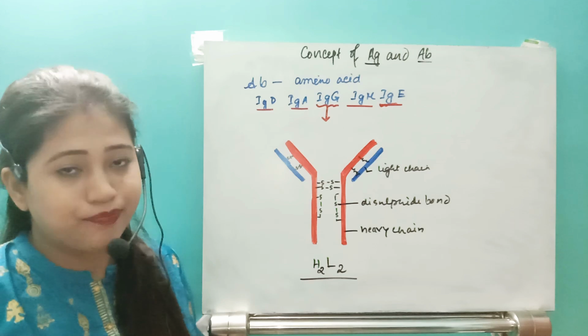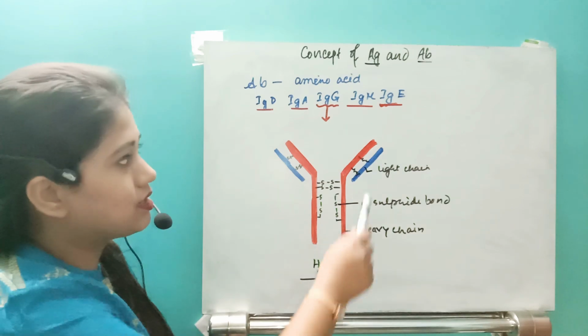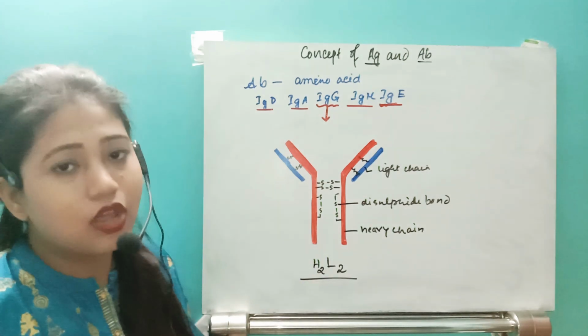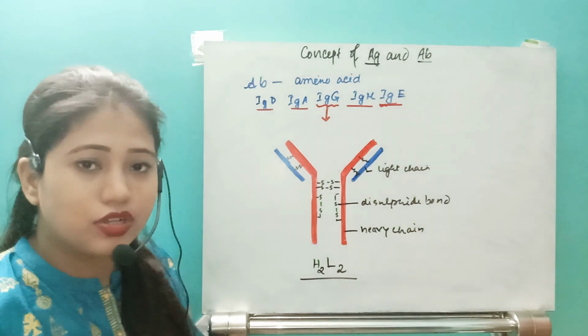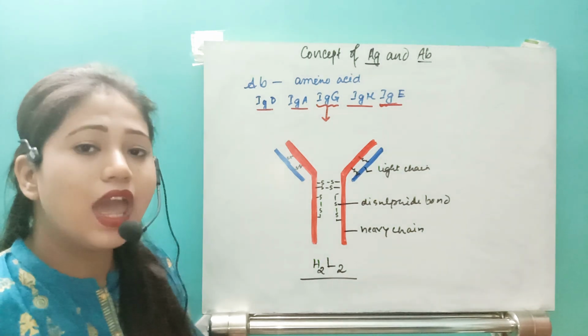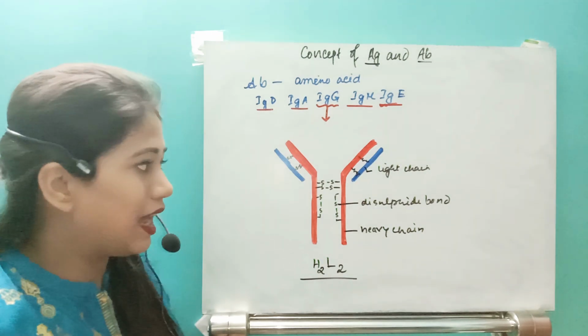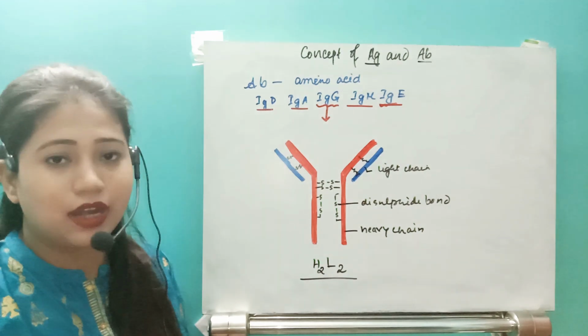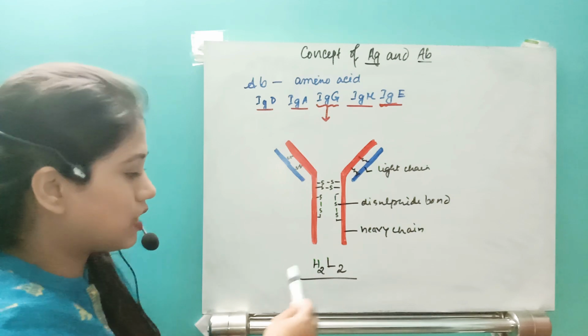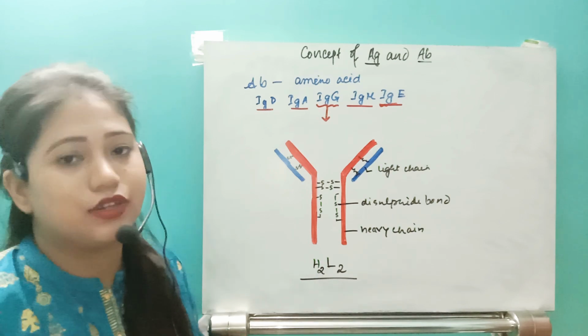Give the reason why. This is the reason: the antibody is made up of 4 chains. 2 of the chains are the longer chains, also known as heavy chains, and 2 of the chains are shorter chains. These are also known as the light chains. So as 2 of them are heavy and 2 of them are light, that's why it is known as H2L2.